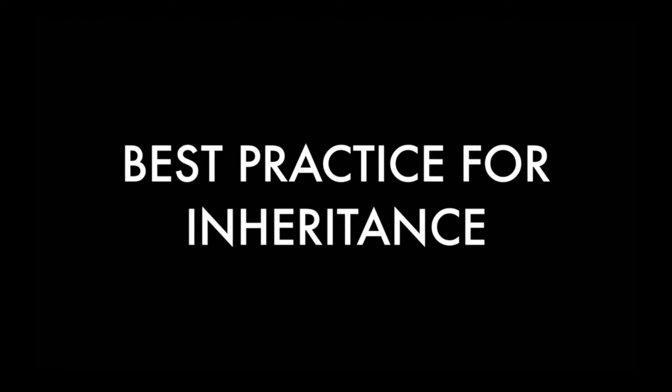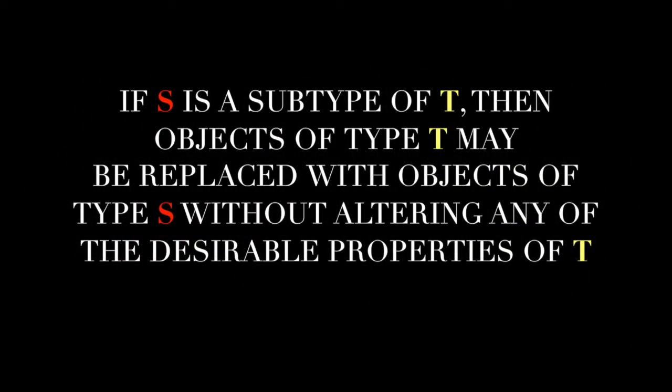So with that understanding, let's look at the actual textbook definition of this principle. And it's this. If S is a subtype of T, then objects of type T may be replaced with objects of type S without altering any of the desirable properties of T. What the hell does that mean? Now, of course, that sounds a little bit confusing. I will show you an example. Once you see the example, it's very common sense. It's straightforward. There's nothing mysterious or abnormally difficult about it.